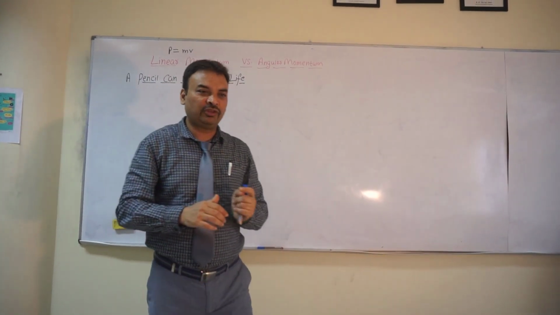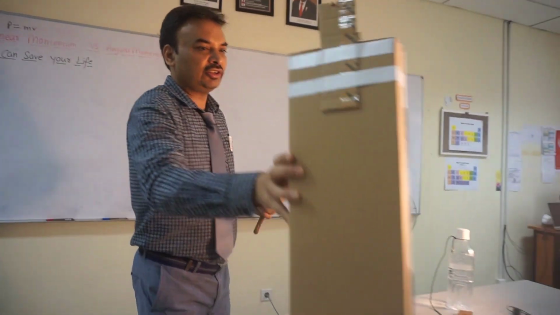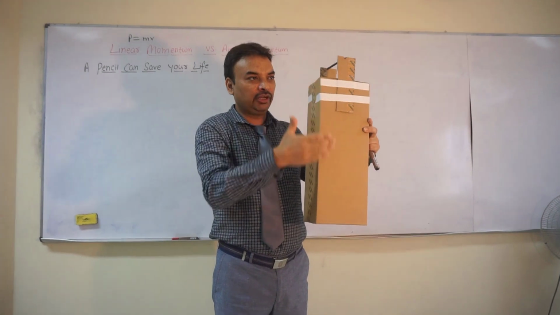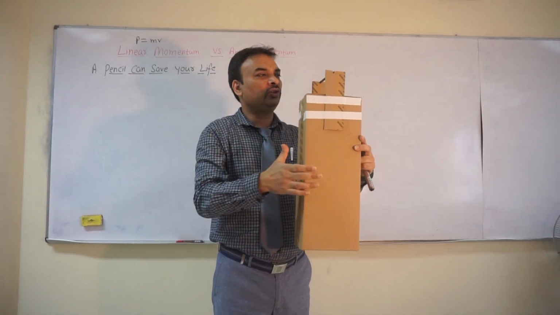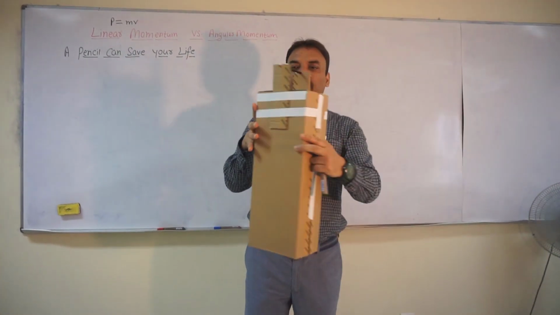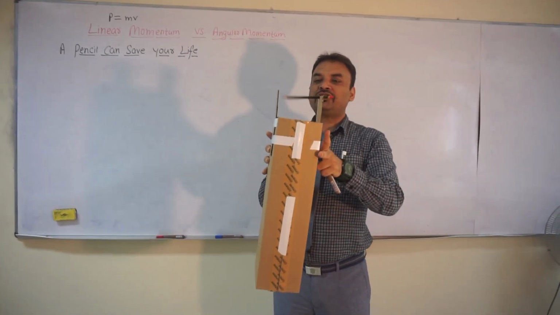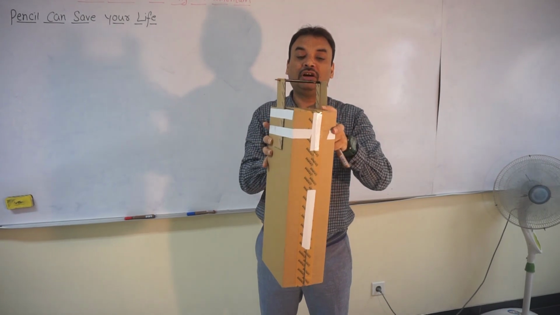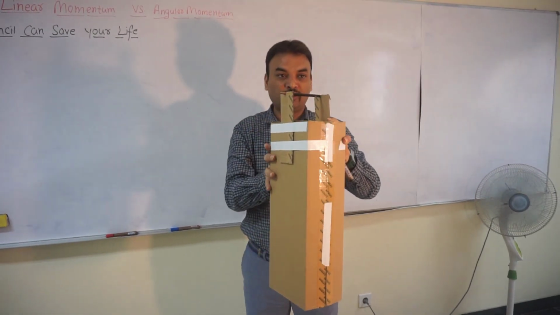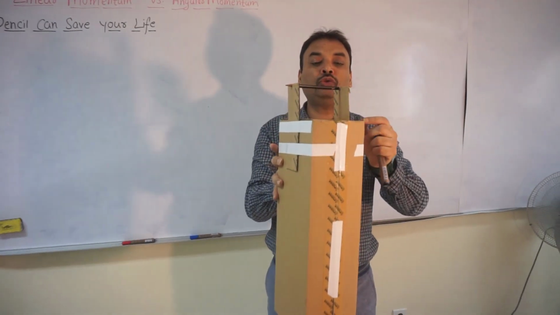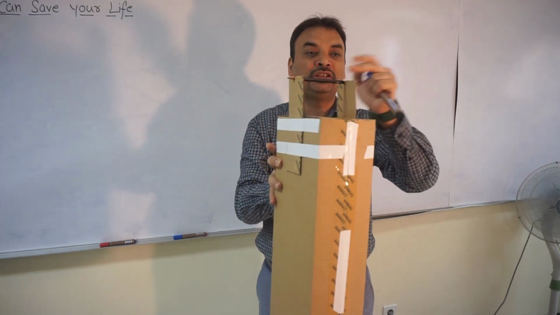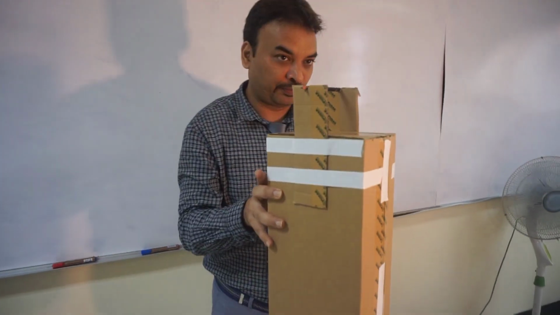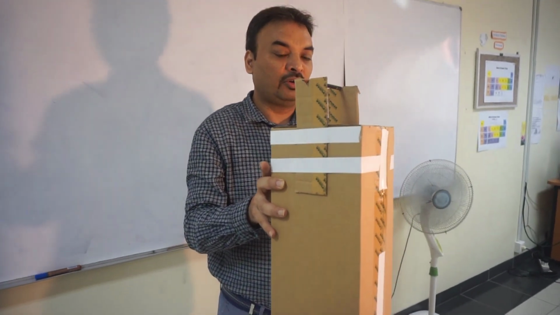I have one activity for you. Suppose this is a multi-story building, a 20-story building, right? And on this 20-story building, we have this type of arrangement. Can you see? We have just a pencil, okay? Suppose this is an iron rod, fixed like this over the top of the building. And the two students, on either side of this iron rod, are just pulling the rope, okay?